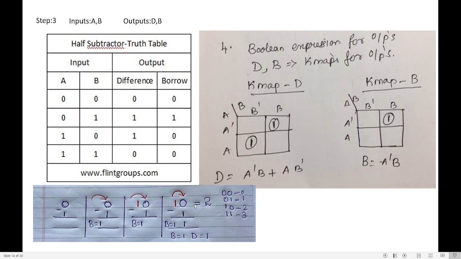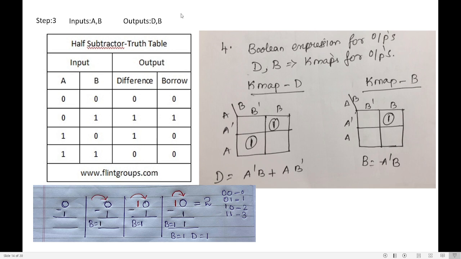If it is difficult for you to understand, you can write like this. 0 minus 1, I cannot do it. I need to take a borrow, so borrow is 1. 0 minus 1 in decimal is minus 1, so directly write 1 and leave the negative off. That way you can write also. Next, 1 minus 0 is 1, no borrow. 1 minus 1, difference is 0, there is no borrow. So this is how you have to fill the truth table.